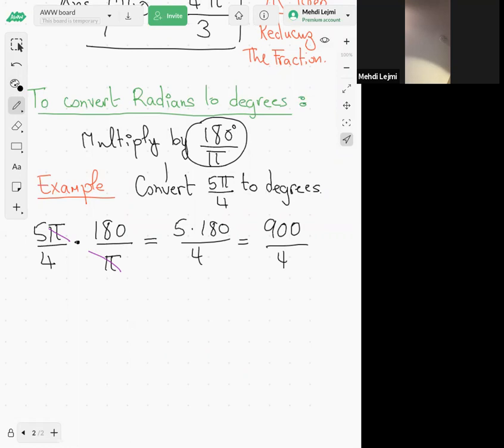900 over 4. Now we have to divide 900 by 4. So that will be equal to 225. Thank you, Glenn. Yeah, absolutely. It's 225. So it's 225 degrees. So the answer is that your 5 pi over 4 is 225 degrees.